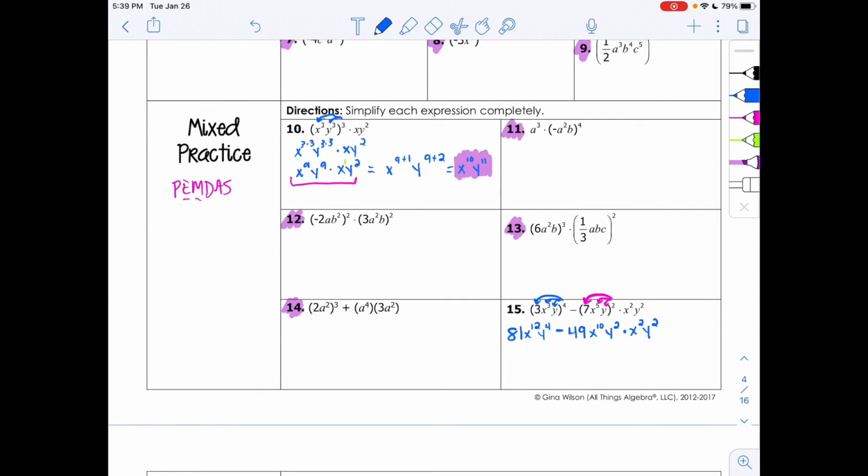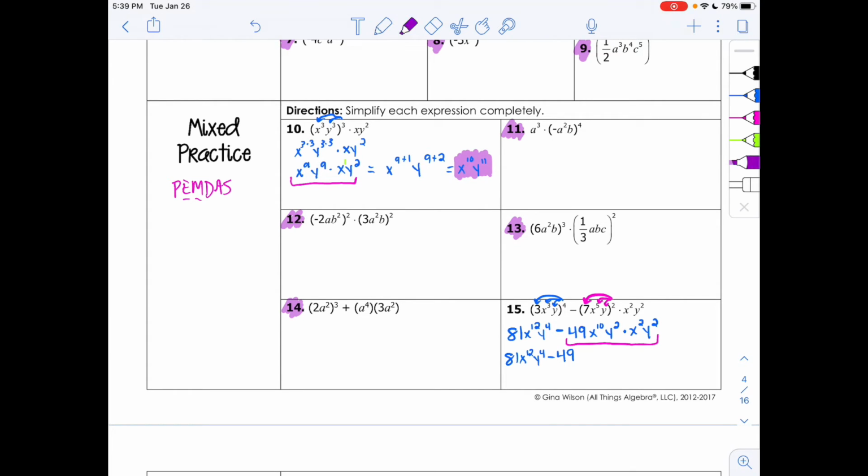So then from here, again, remember, we're following order of operations. So from here, I have subtraction and multiplication. Well, according to order of operations, I need to do that multiplication first. So I'm going to be multiplying these 2 expressions first. So what that means for this first one is I can just bring down 81 x to the 12th, y to the 4th. Then when I multiply, remember we multiply our coefficients first, and our coefficients are 49 and 1. So that's just minus 49, because 49 times 1 is 49.